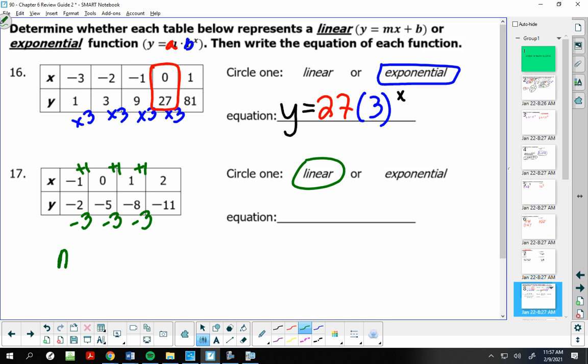So that makes our slope -3 divided by 1, which is just -3. And then our y-intercept is -5. Okay, when x is 0, our b value is -5. So y equals, and here's the equation, mx plus b. So m is -3, and b is -5.